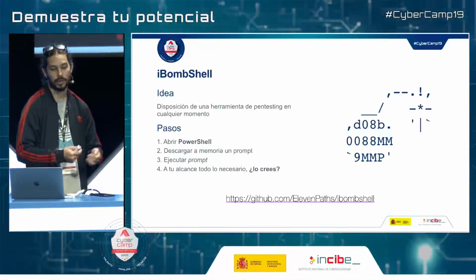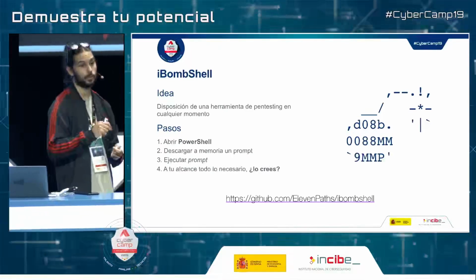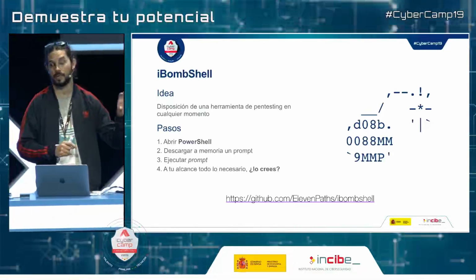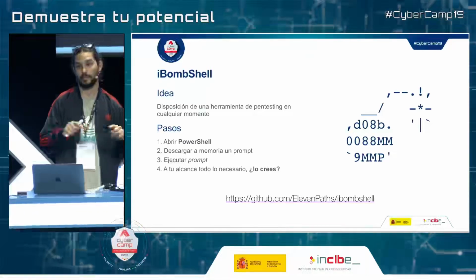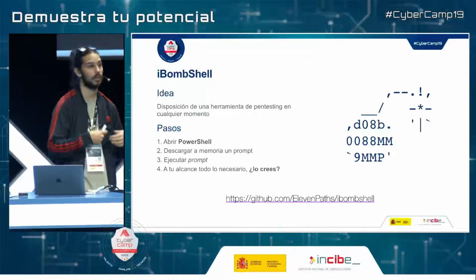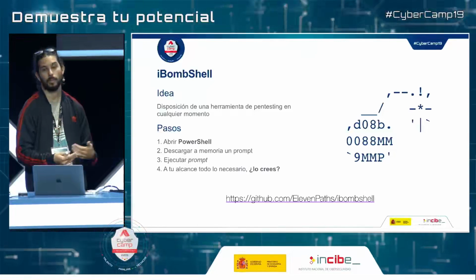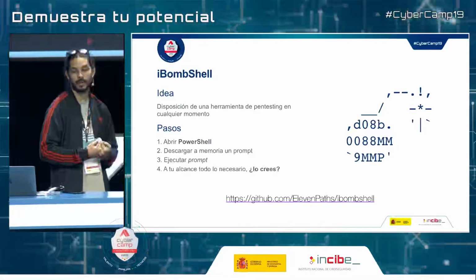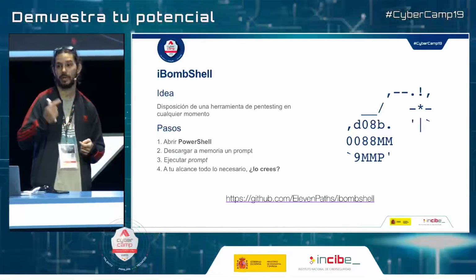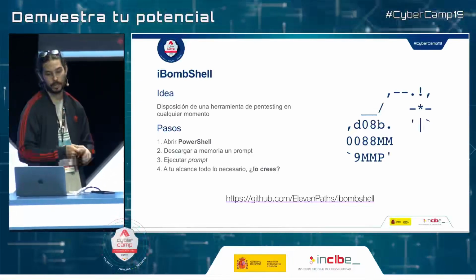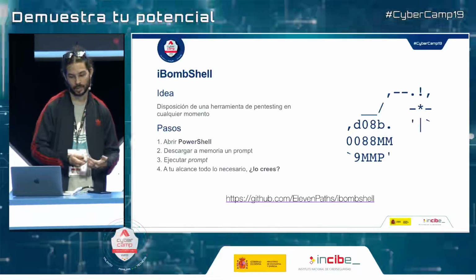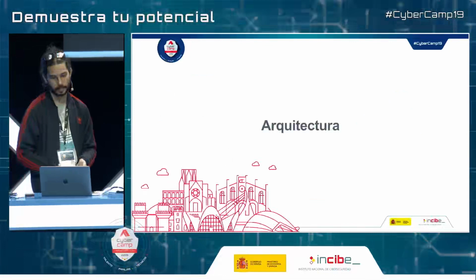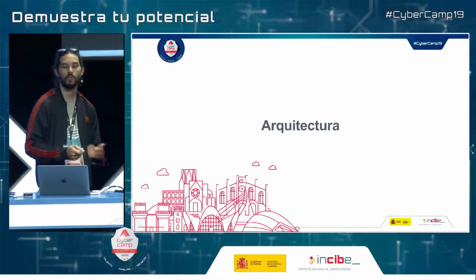We have to open the PowerShell of Windows. We have to download a prompt to the memory. We are working directly on the memory. We are not touching the disk. After that, we're going to execute the prompt, and we're going to have a new prompt that is going to offer us many functions that are going to be on the cloud and that will be downloaded whenever we need them when doing pen testing. And you could be able to do anything you need with that. So the idea is very simple.